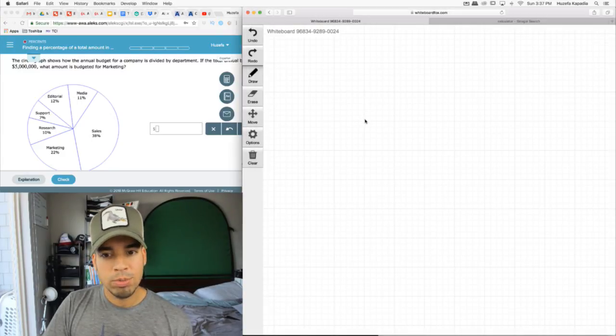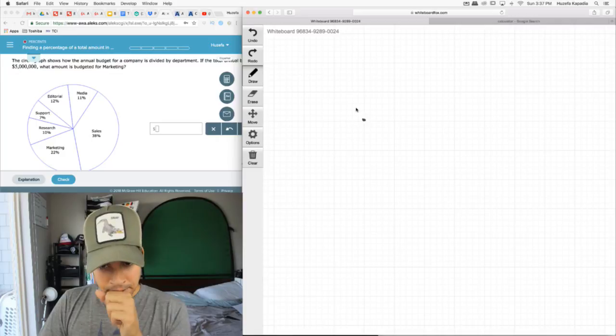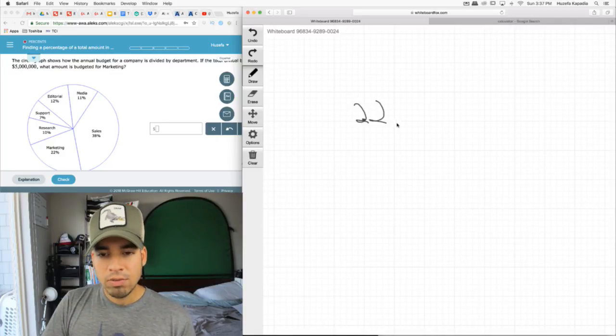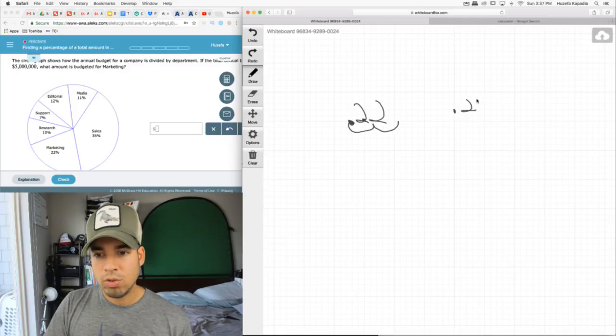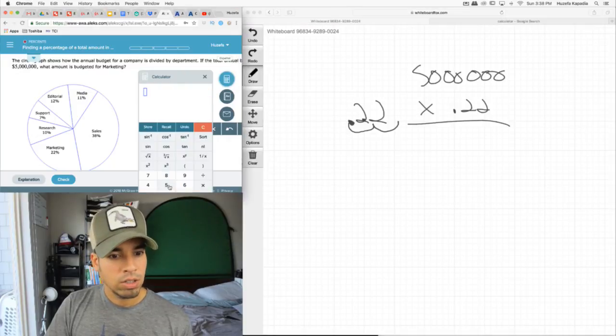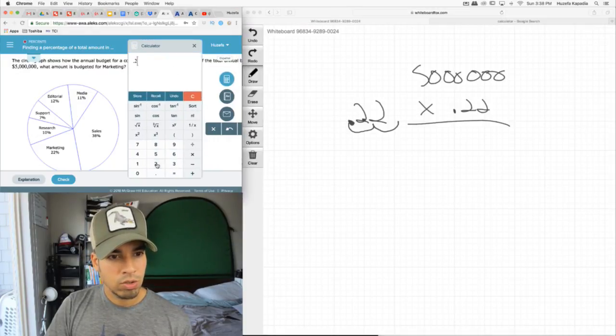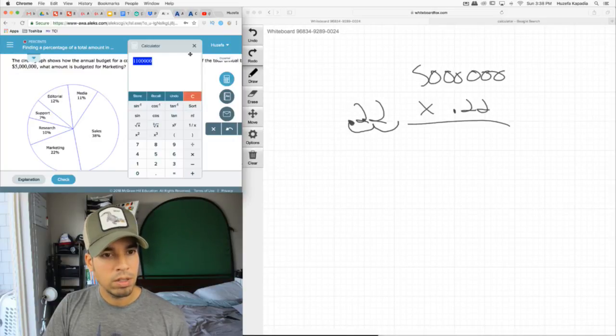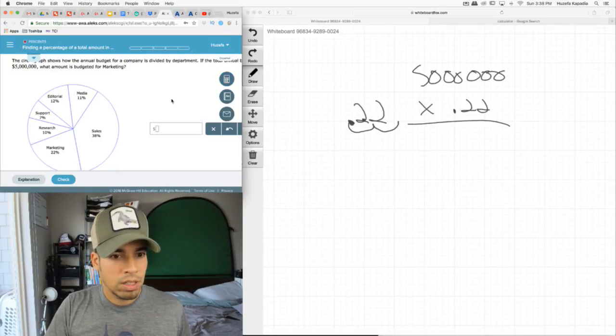So if we want 22%, we need to convert this to a decimal by moving the decimal spot once, twice to the left. So it's 0.22 times 5 million. Now, we're allowed to use a calculator, so let's go ahead and do that. It's just 0.22 times 5 million, and it's 1.1 million. And there we go.